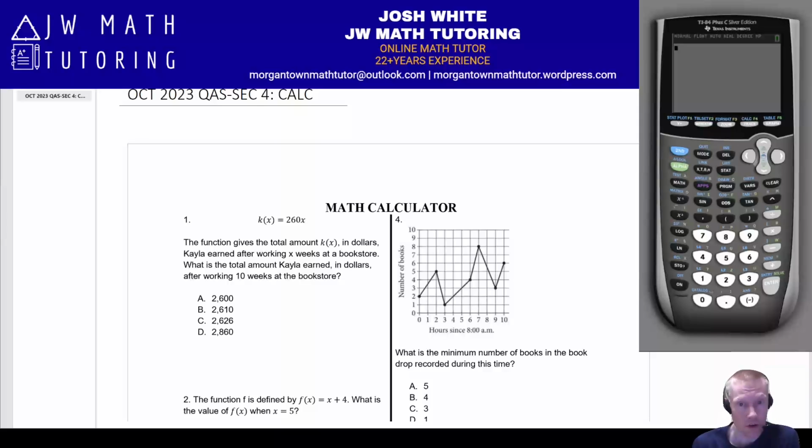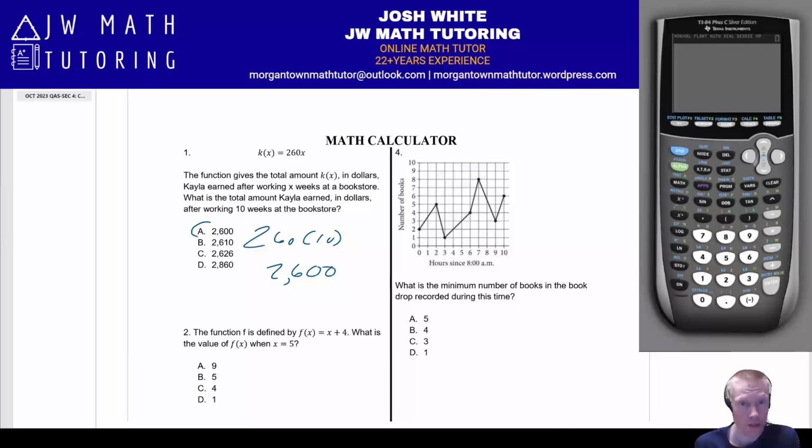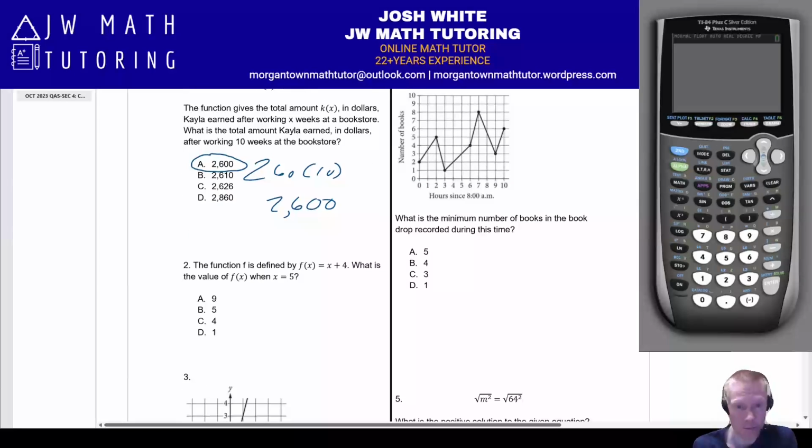Okay, so starting with question number 1. Here you're just given a basic function, and all you're going to do for this is essentially plug in the value for x of 10. So when you do that, it's just going to be 260 times 10. Well, that's just 2,600. Correct answer is going to be letter A. Nothing else, and you can move on.